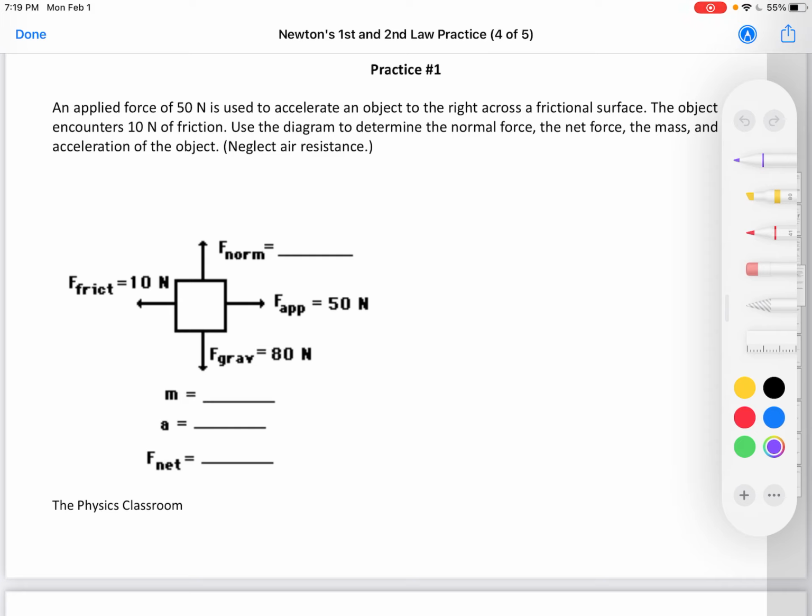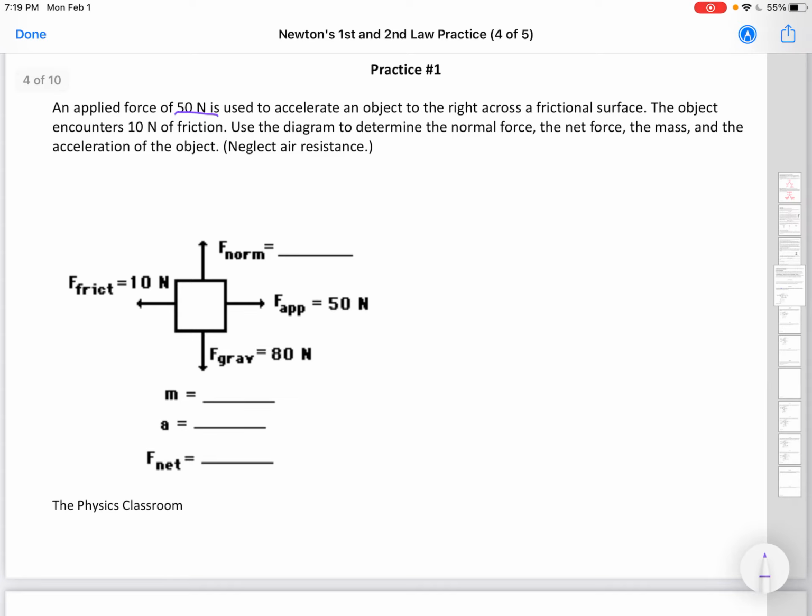Oh, I do like the purple. An applied force of 50 newtons is used to accelerate an object to the right across a frictional surface. The object encounters 10 newtons of friction. Use a diagram to determine the normal force, the net force, the mass, and the acceleration of the object, neglecting air resistance.